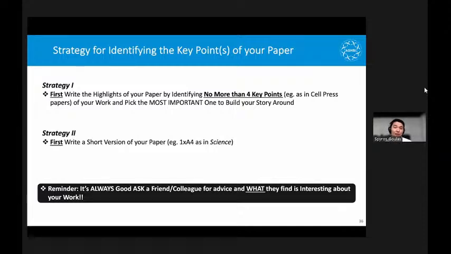Getting input from others is always helpful, and it might give you the kind of clarity that will be useful for writing your paper. And with that, I would like to come to an end with my presentation. I hope I have convinced you of the value of storytelling and also provided some techniques and strategies that you can find useful for the next time you're writing your paper.